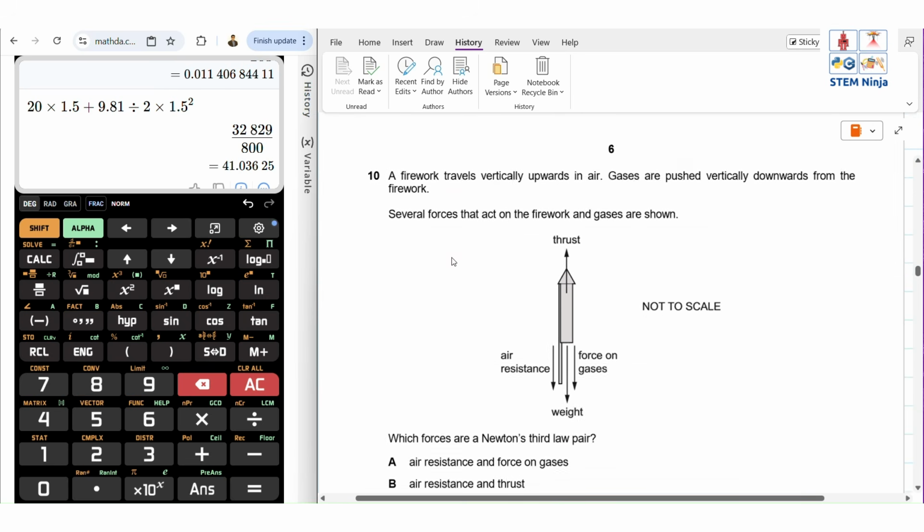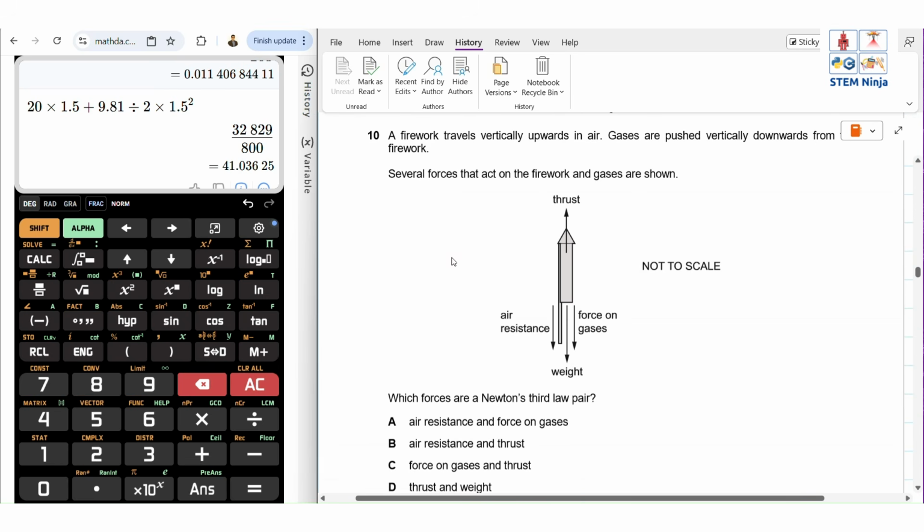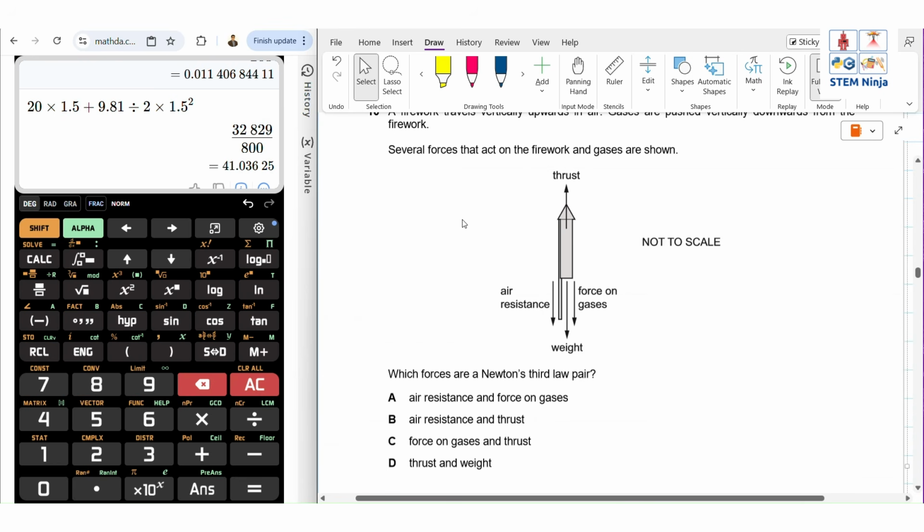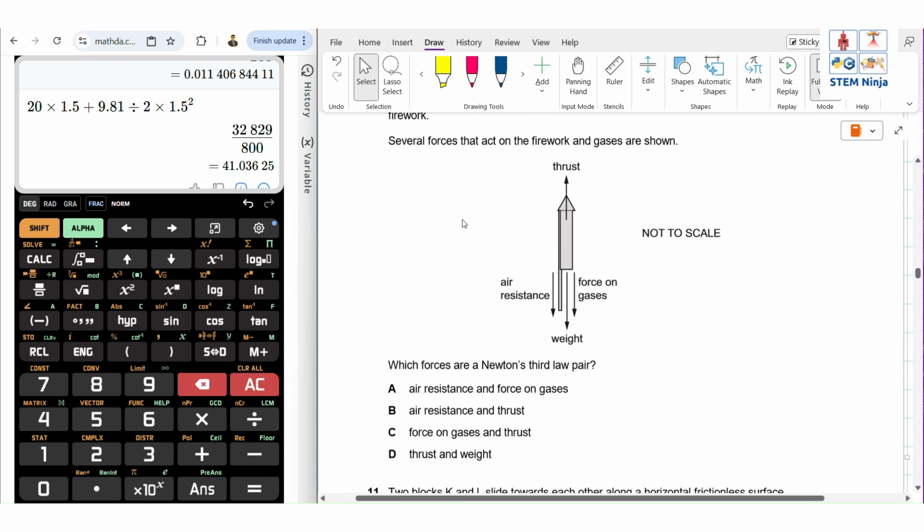Right, okay. A firework travels vertically upwards in air. Gases are pushed vertically down from the firework. Several forces that act on the firework and the gases are shown: weight, force on gases, air resistance, thrust. Which forces are a Newton's third law pair? The word play over here is very evident.